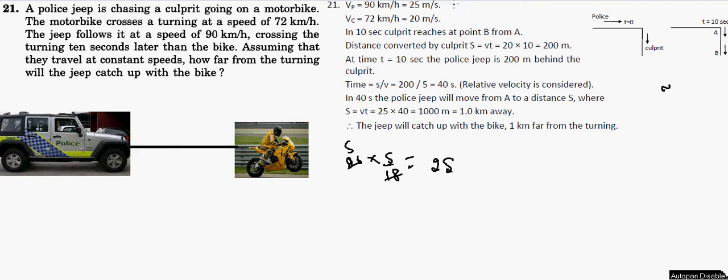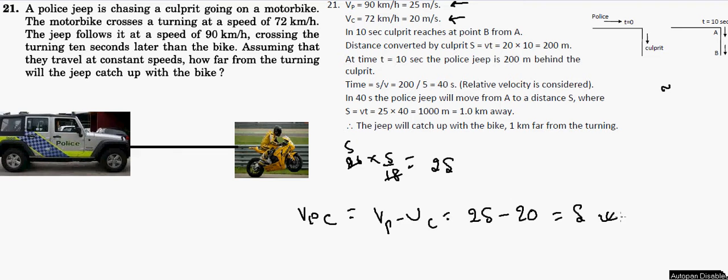So the velocity of the police jeep is 25 meters per second, and the velocity of the culprit, which is 72 kilometers per hour, will be 20 meters per second. It's a relative velocity problem. So the velocity of the police with respect to the culprit is the velocity of the police minus the velocity of the culprit, 25 minus 20, which gives 5, which we'll use.